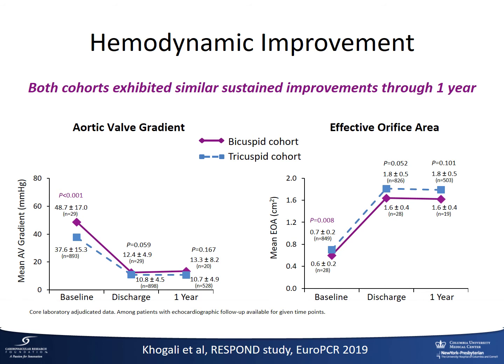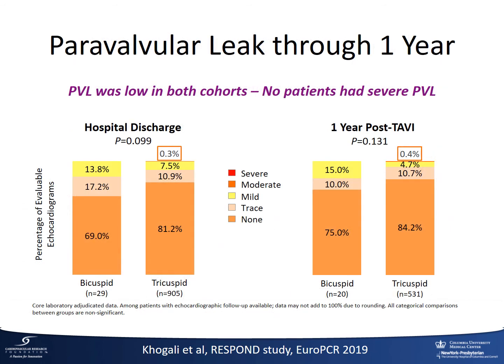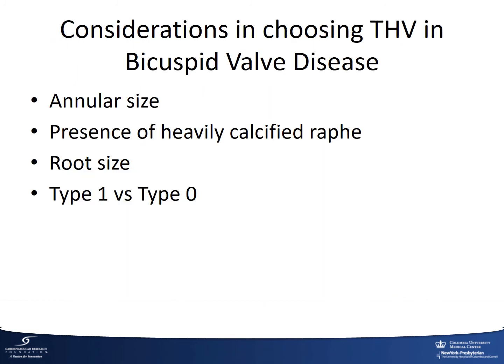You know, the mean gradients were maybe a little bit higher, not significant, but it's small numbers again. Mean gradients of around 13 in the bicuspid with the valve area that was a little bit smaller at about 1.6. And I think that's important to note. And that may be one potential limitation in treating bicuspids. But what you see here in this registry is very minimal PVL. No patients with moderate PVL in the bicuspid arm.